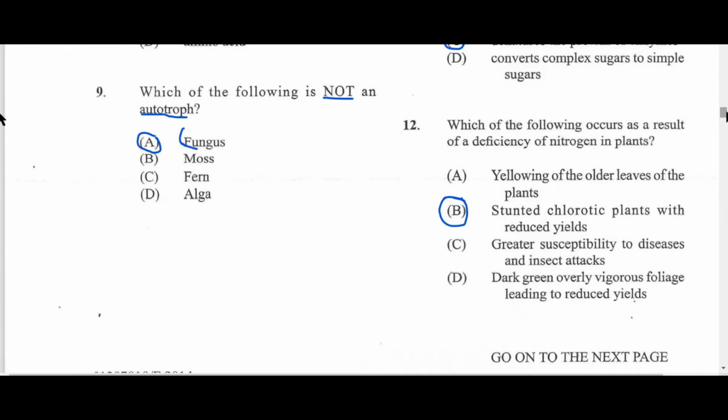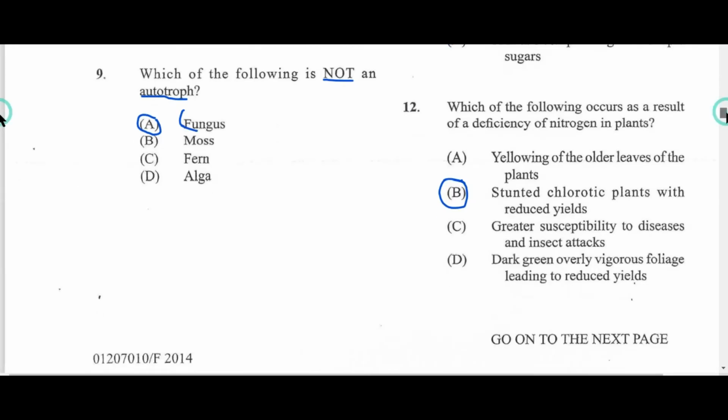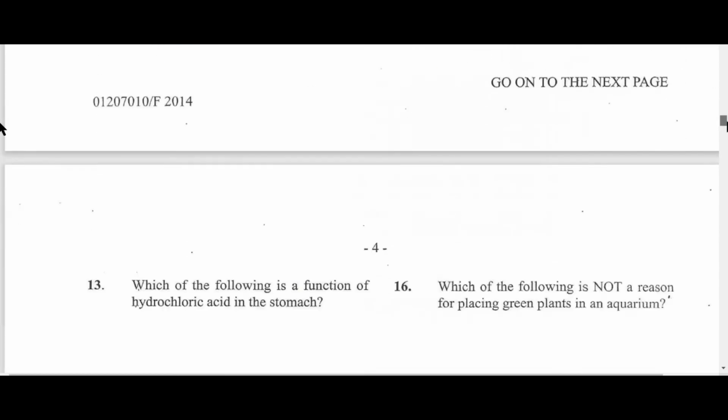Question number 12. Which of the following occurs as a result of deficiency of nitrogen in plants? Now, you're going to be having stunted chlorotic plants with reduced yield. So you're going to definitely have yellowing of the leaf, and of course they are not going to be producing much food. The most suitable answer there would be B, and again this is like a textbook answer. Not much processing required there.